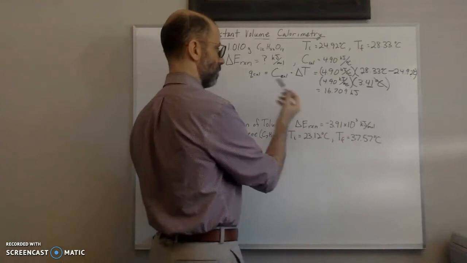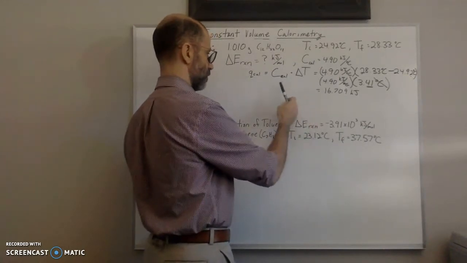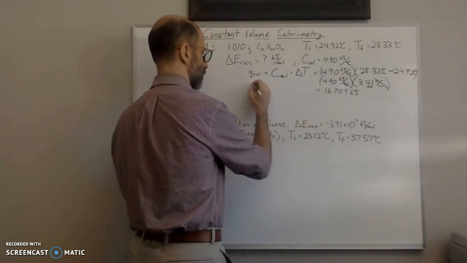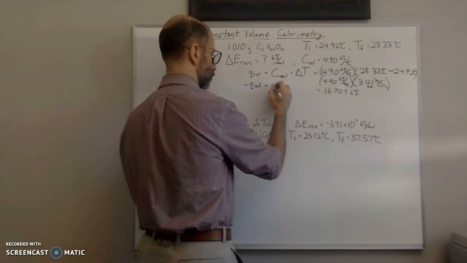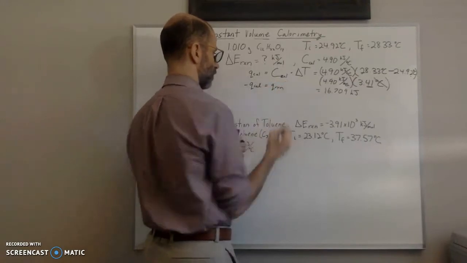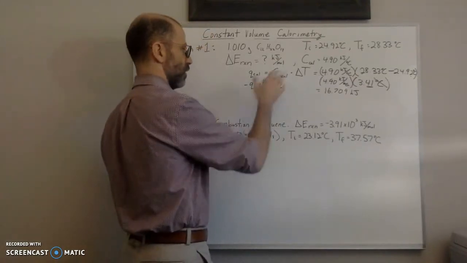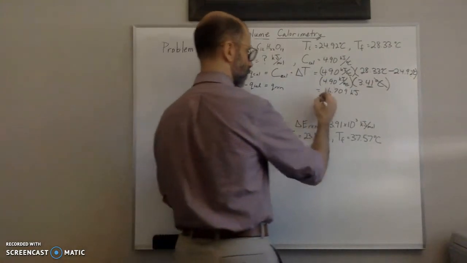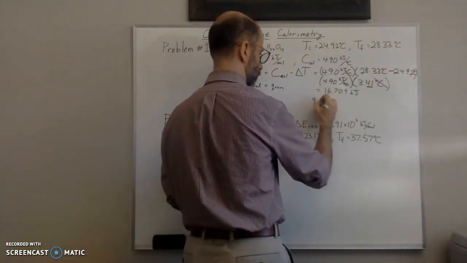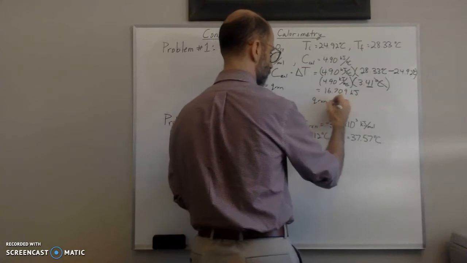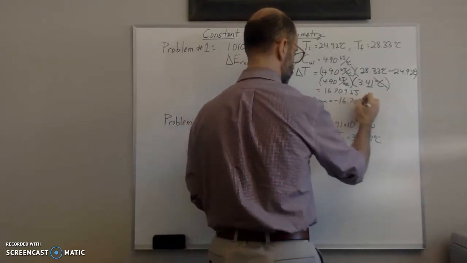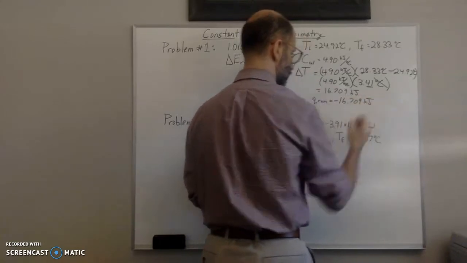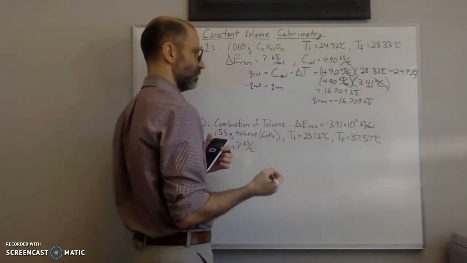Now, the amount of heat, remember that negative Q of the calorimeter is equal to Q of the reaction. So they're equal and opposite. So the calorimeter is positive, which means that Q of the reaction is negative. So this is negative 16.709 kilojoules released by the reaction.